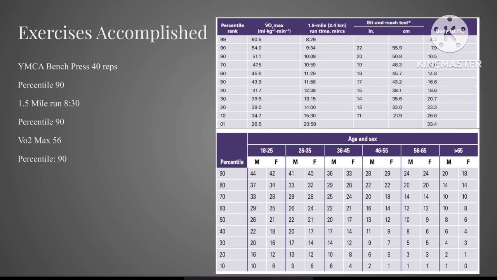For my 1.5 mile run, my time was 8 minutes and 30 seconds. And for my YMCA bench press test, I got about 40 reps. In all three of these exercises that were accomplished, I landed on the 90th percentile for all of them.